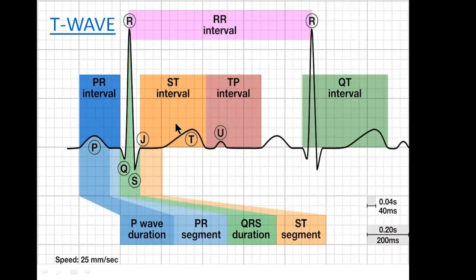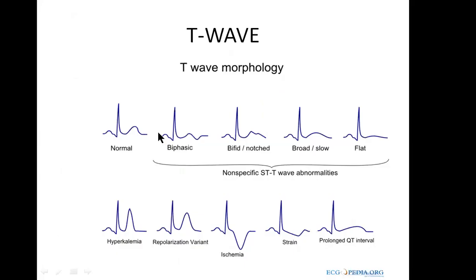Now we come to the T wave. T wave abnormalities will be like this: biphasic T wave, notched or bifid. These are usually non-specific changes, as are broad, slow, or flat T waves.